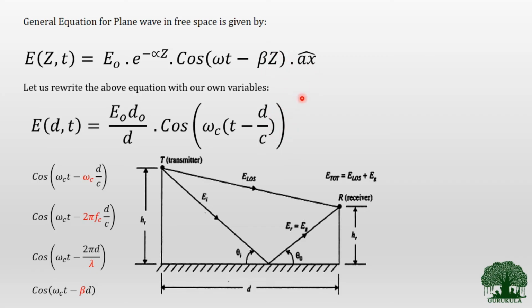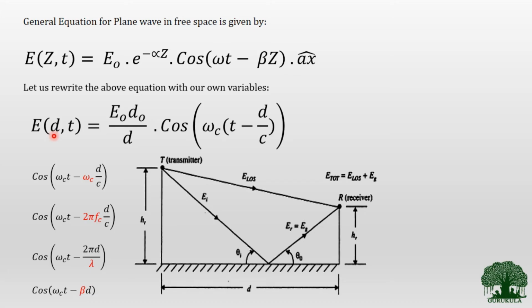For the sake of simplicity, I am just eliminating the direction of the variation. As of now, I am not considering any direction of variation since it is a vector quantity. Other than that, I am considering almost everything. E naught d naught divided by d represents the envelope of our signal, and the cos term represents the phase part of our signal. So any signal should have the amplitude part as well as the phase part, and that is what is given in this particular equation. Now this d represents the distance between the transmitter and the receiver.